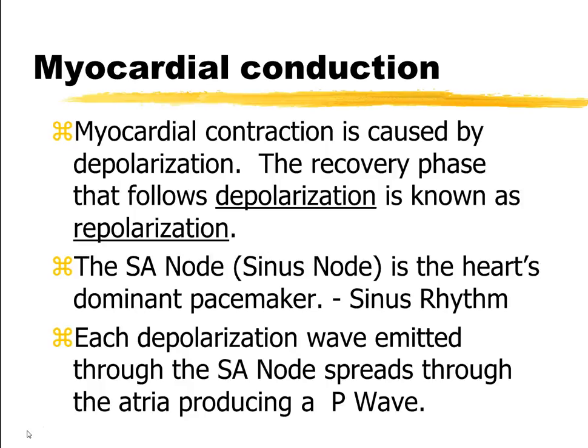Now, the SA node is the heart's dominant pacemaker. We showed you that in the picture before, and that's where we really want that impulse to begin. If it begins there, then we're going to call whatever is happening a sinus rhythm. It must begin there if it's called a sinus rhythm. If it's not beginning there, it can't be called a sinus rhythm. That's going to come in handy when we start looking at the different types of problems with the heart and its conduction system. Each depolarization through the SA node spreads through the atria, producing a P wave.